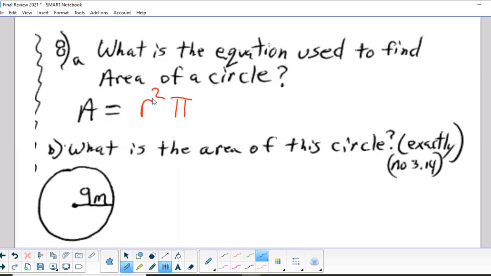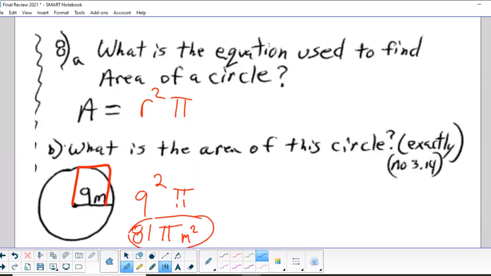So now you just got to, and r is how much on the bottom? 9. So you have 9 squared pi. 9 squared is 81. It's 9 times 9. A lot of people think it's 18. It's not. It's 9 times 9.